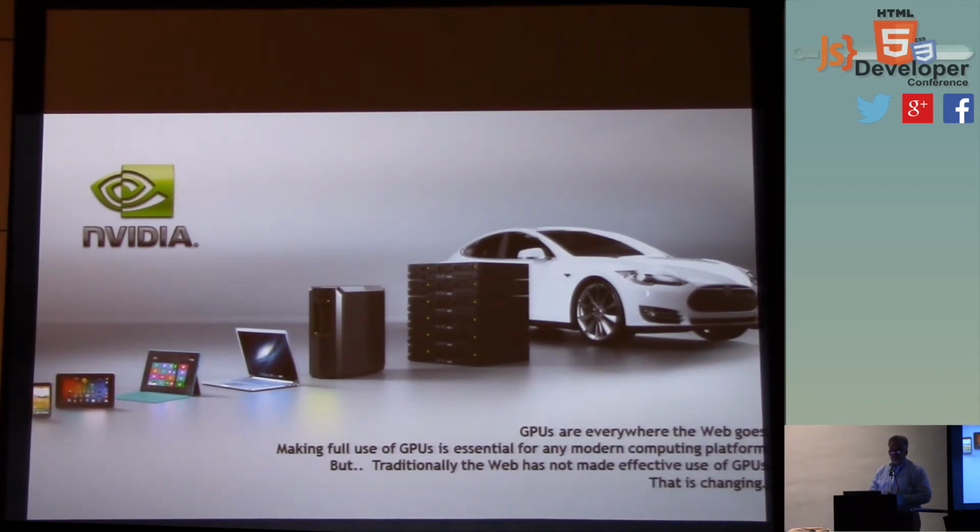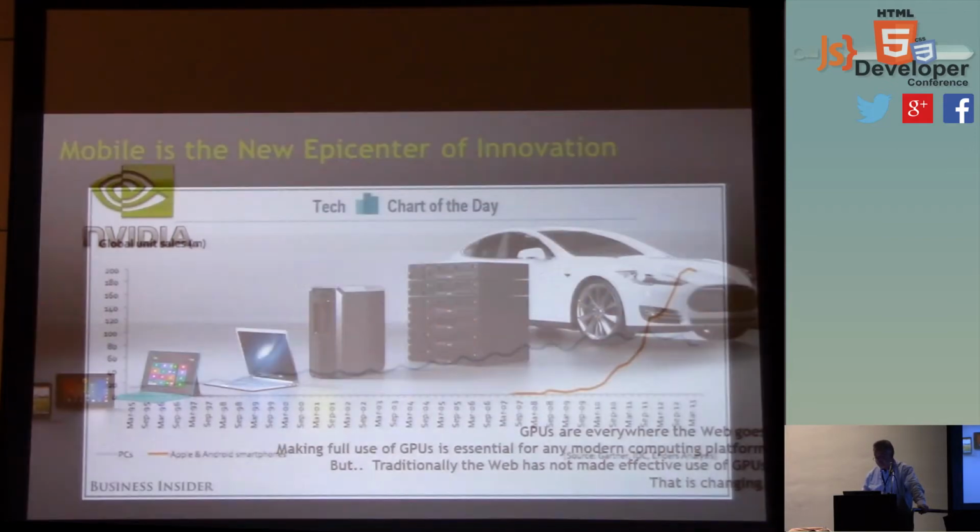So, companies like NVIDIA are bringing GPUs to pretty well every compute platform out there, from the smallest mobile device up to supercomputers, servers, and even cars now have quite a lot of GPU performance available to be tapped by browsers and applications. But traditionally, looking backwards into the past, browsers haven't made that much use of GPUs, but that's changing, and it's, I think, a good thing for the web ecosystem.